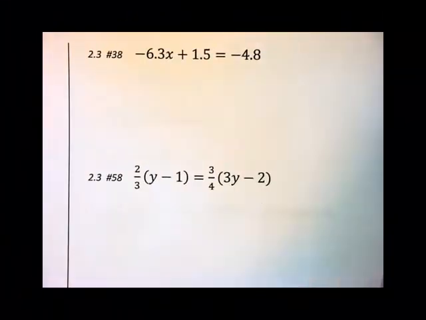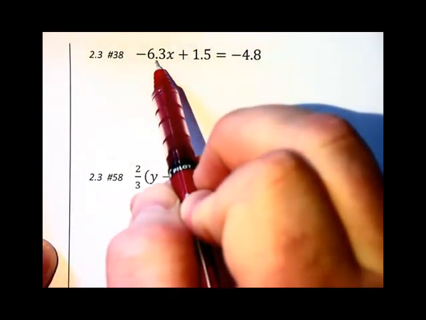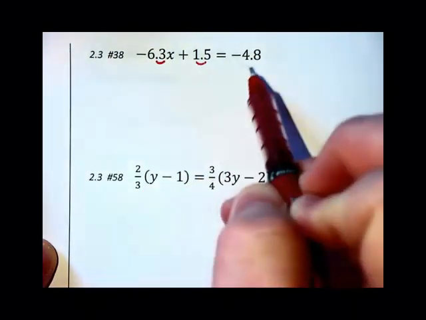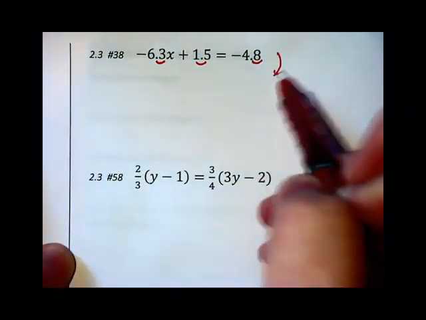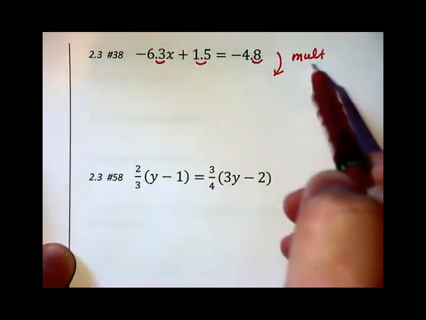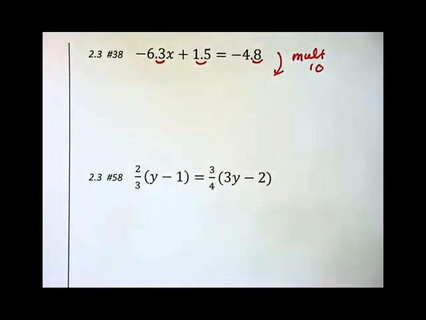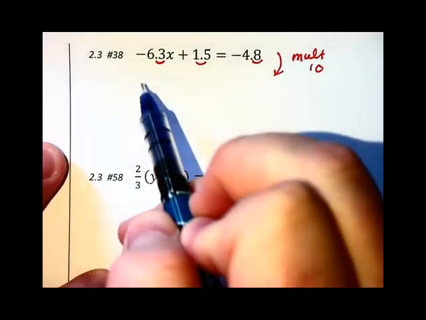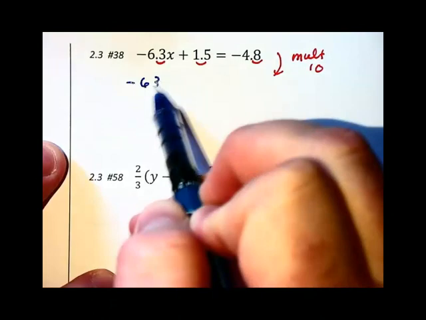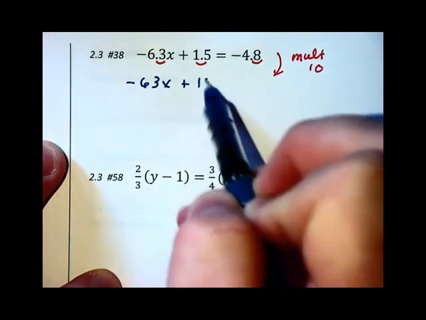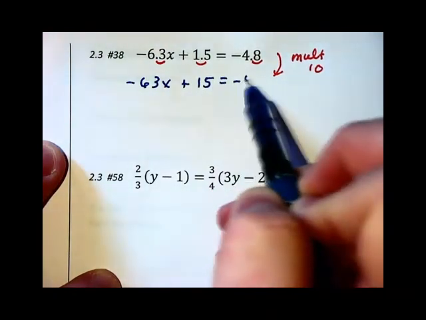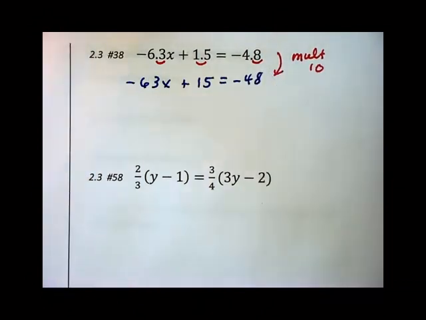On to the next problem. We see decimals. You could just subtract 1.5 off of each side of the equation, but I'd like to show you how you can multiply through by 10. Multiplying by 10 will move the decimals each one digit to the right. That would then give you negative 63x plus 15 equals negative 48. You don't have to do that, but it is an option.